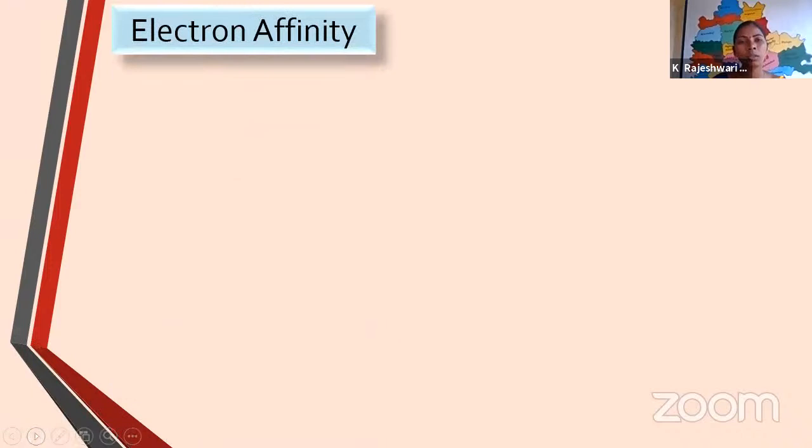In the last class, we left behind a periodic property by the name electron affinity. Electron affinity is a very important periodic property. So what is electron affinity? Let us see the definition here.